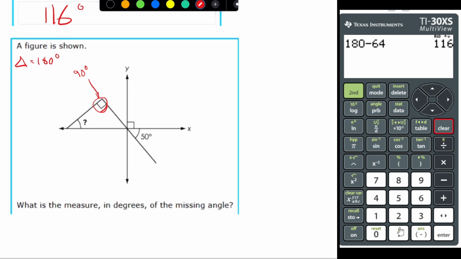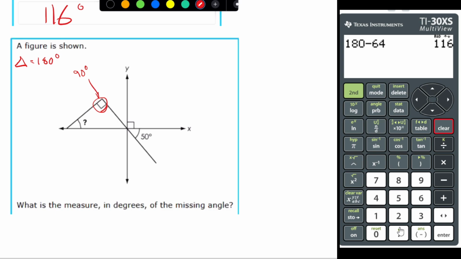So we talked about a whole bunch of buzzwords. And one of them was vertical angles. And what vertical angles is that it's angles opposite each other on an intersection.